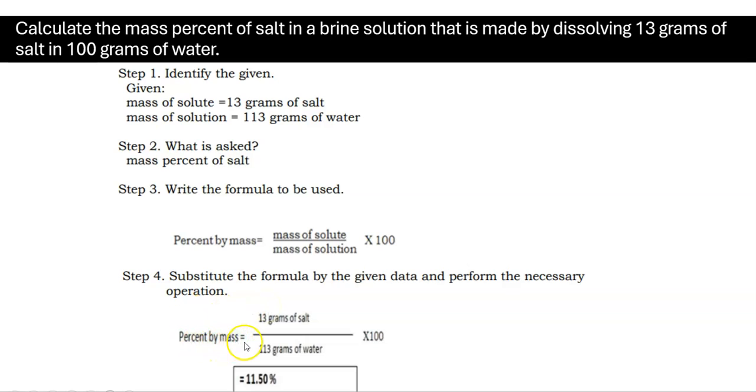So percent by mass is equal to the mass of solute, which is 13 grams of salt, divided by 113 grams, which is the mass of solution, times 100. So the answer, using a calculator, is 11.50. Let's just put the percent symbol in our final answer.